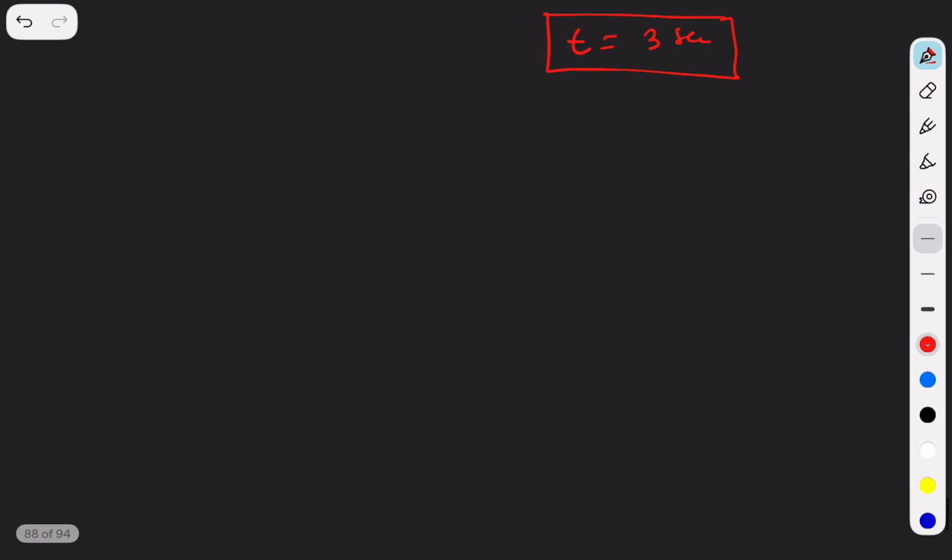Question number 2. Okay, let me change the color first. So guys, the question says like this, that a cyclist is moving on a circular track of radius 80 meter with a velocity of 72 kilometer per hour, guys.